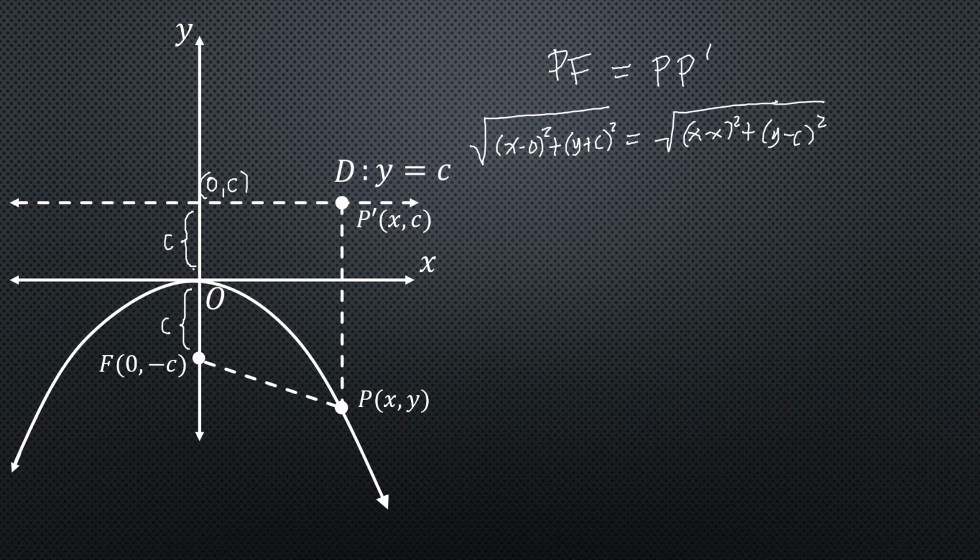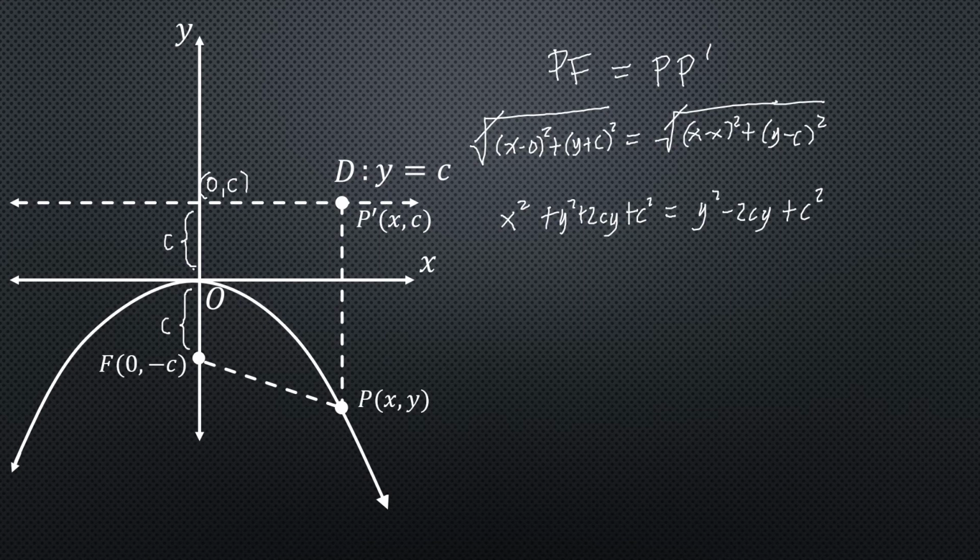Getting rid of the radical symbol, let us square both sides. Then we will have x squared plus the square of the binomial y plus c, which is y squared plus 2cy plus c squared. And then the square of the binomial y minus c is y squared minus 2cy plus c squared.